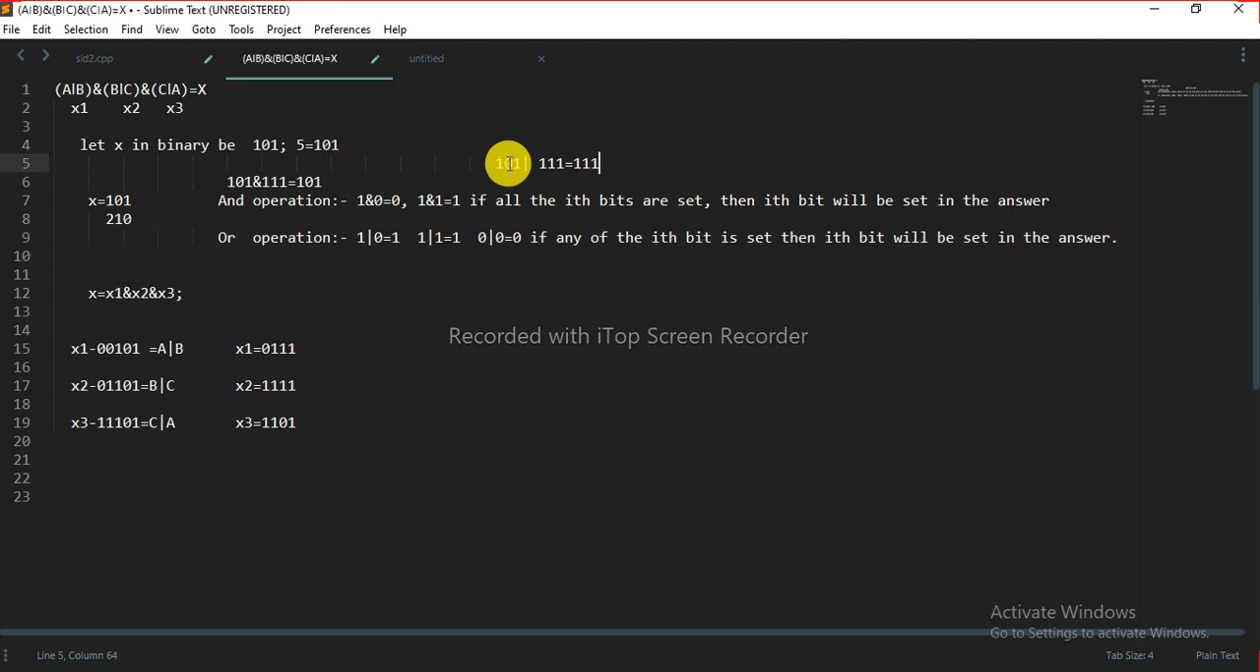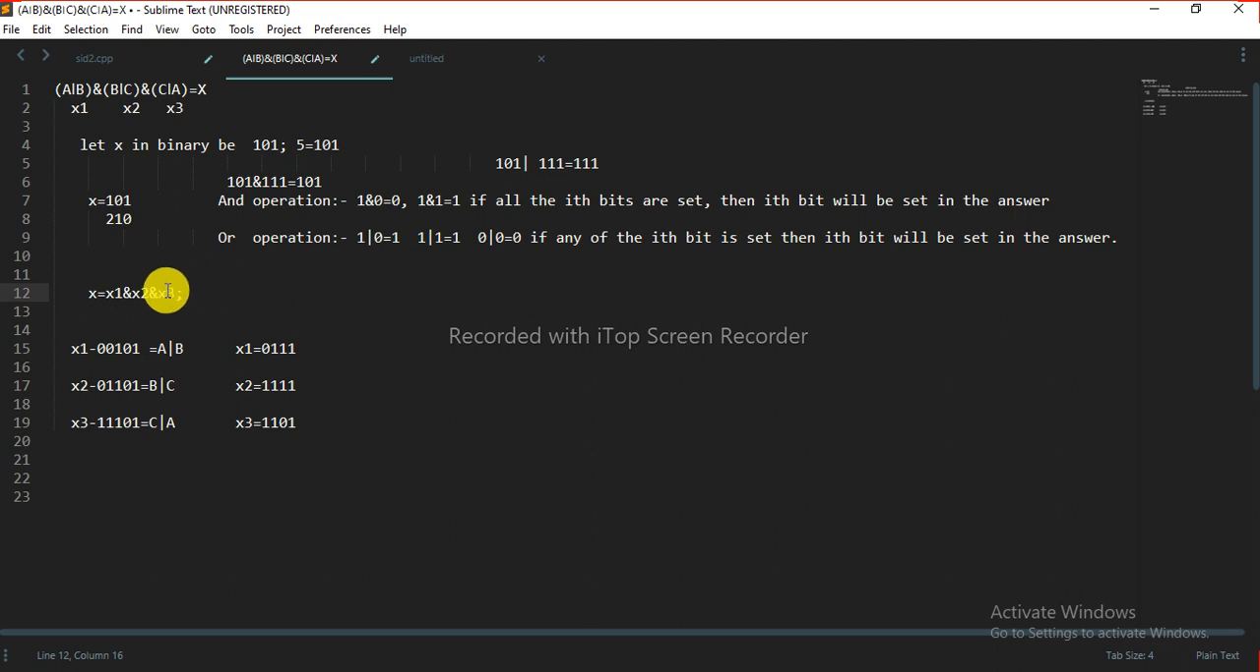In this the first bit is not set, but in this the first bit is set. But what's the rule? Any of the ith bit can be set. So in this any of the ith bit is set, so in the answer also the first bit is set. And since the second bit in both the numbers is set, in the answer also the second bit will be set. Now we have a clear intuition of what AND and OR operations do. Now we will see how we can find x1, x2, x3 and A, B, C.